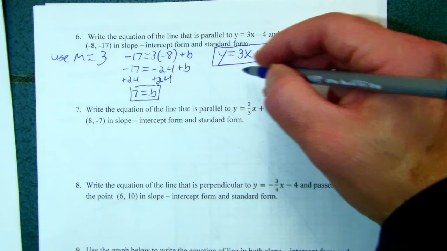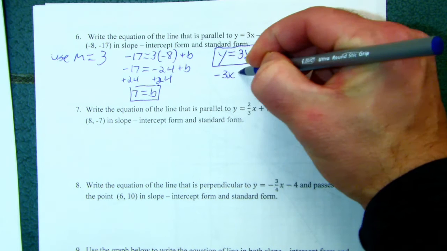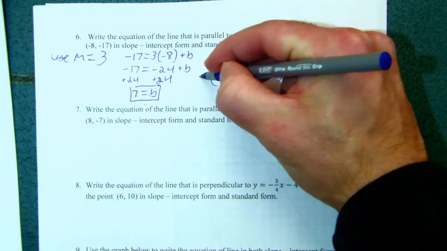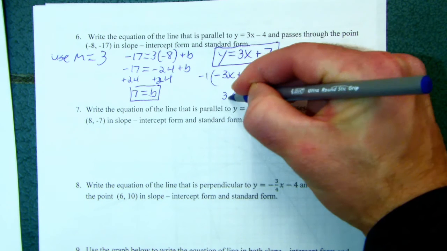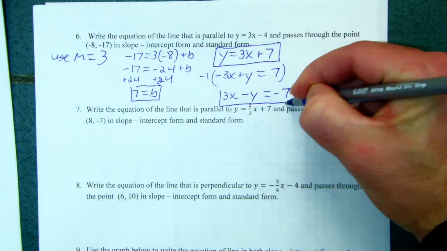So to get to standard, I got to subtract 3x from both sides. So it's going to be negative 3x plus y equals 7. I want to make that coefficient positive. So it's going to be 3x minus y equals negative 7 for my standard.